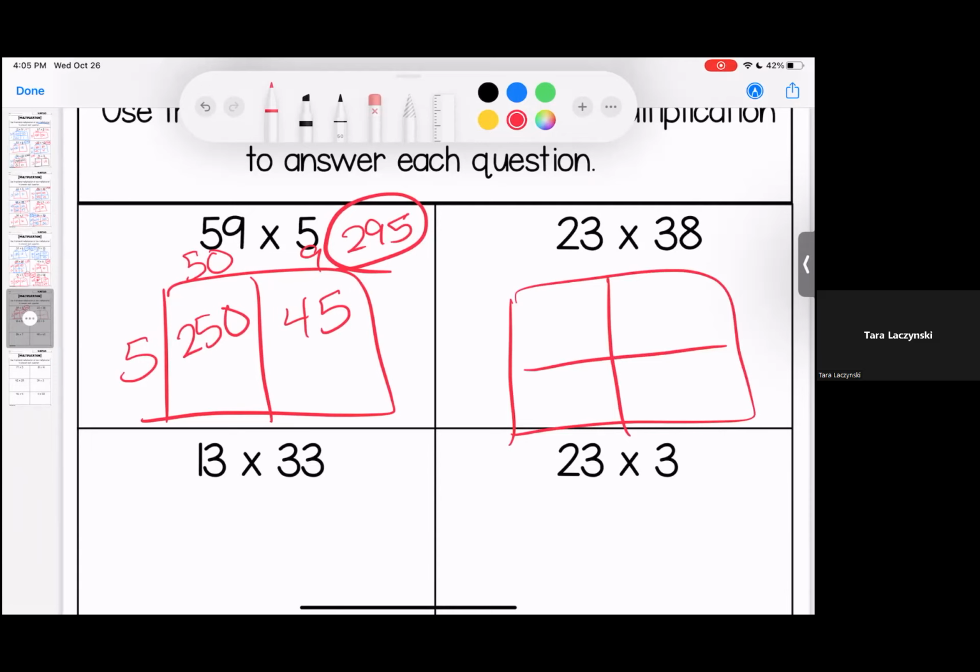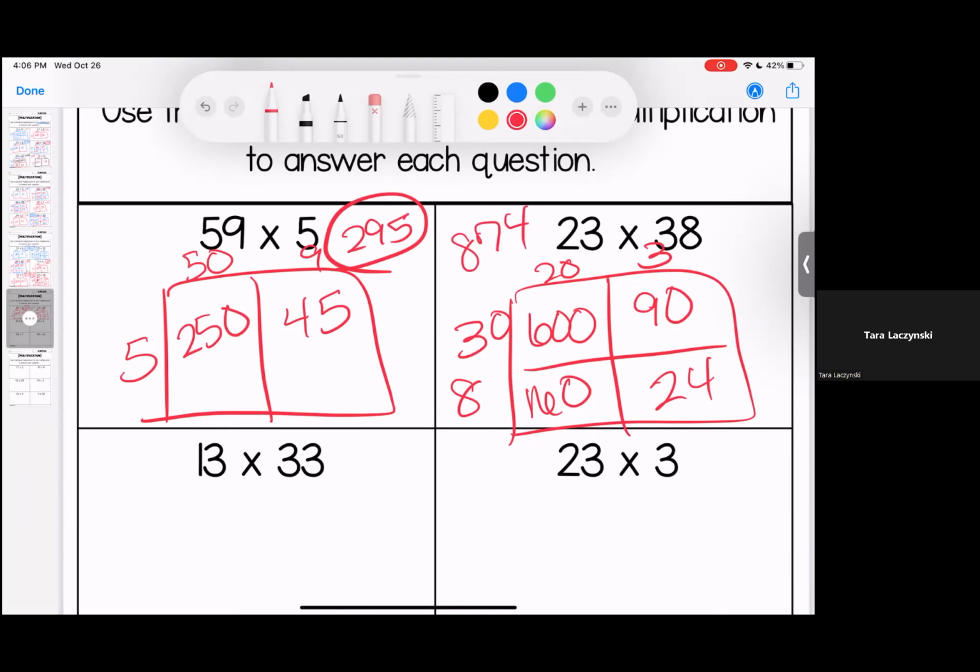23 times 38 is a 20, a 3, a 30, and an 8. 3 times 2 is 6 with 2 zeros. 3 times 3 is 9 with 1 zero. 8 times 2 is 16 with 1 zero. And 8 times 3 is 24. If we add up all 4 boxes, we would get 874.